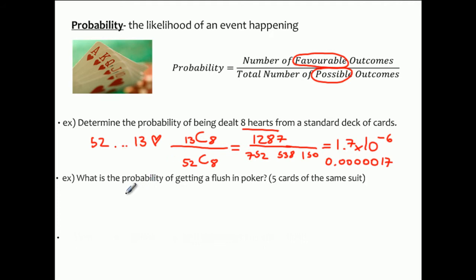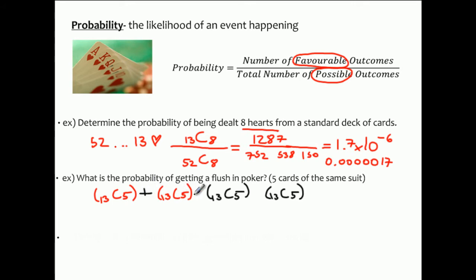Here's another example. What is the probability of getting a flush in poker? We can have a flush occur in either hearts, diamonds, spades, or clubs. So there is 13 choose 5 ways that we can get a flush in hearts. There is 13 choose 5 ways that we can get a flush in diamonds. There is 13 choose 5 ways that we can get a flush in spades. And there is 13 choose 5 ways that we can get a flush in clubs.